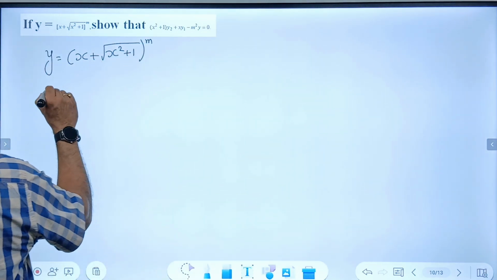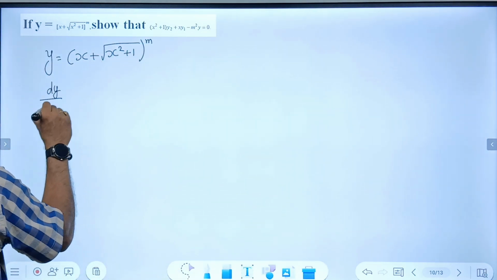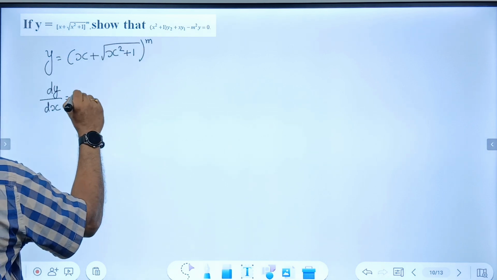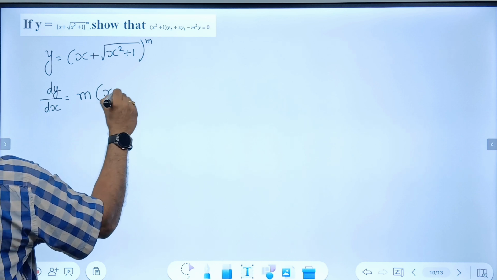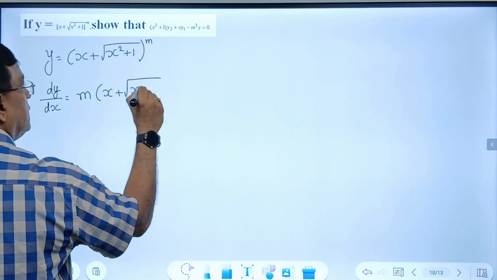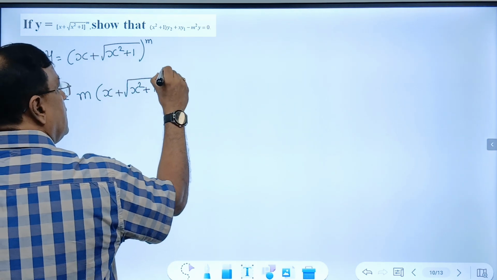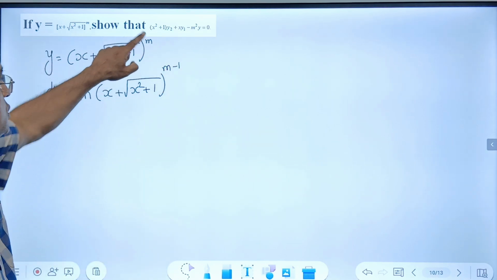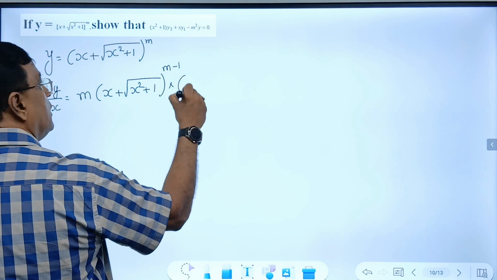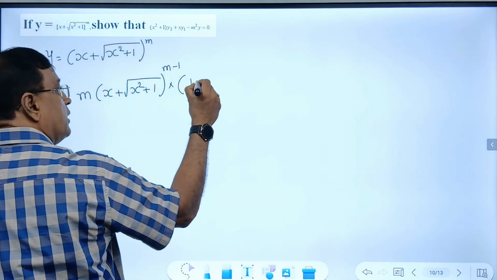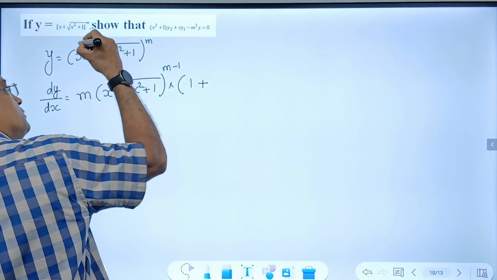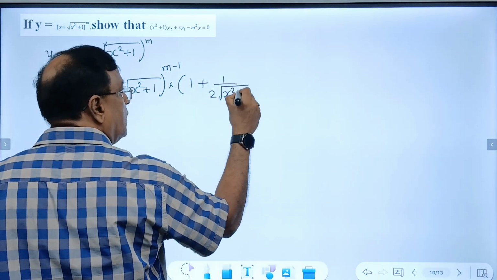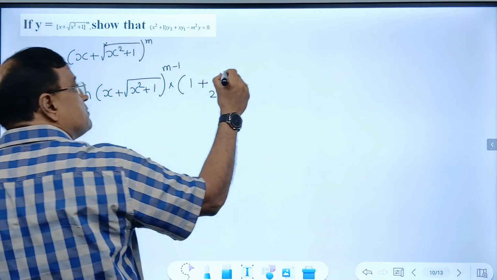So I will differentiate this. dy by dx. How do I differentiate? First I differentiate the power. How do I differentiate the power? M into the entire term, x plus root of x square plus 1, to the power of m minus 1. M x power m minus 1. So I differentiated the power. Now chain rule. Go inside. Differentiation of x is 1. Then root. What is the differentiation of root? 1 by 2 root of x square plus 1. Then go inside. Differentiation of x square will be 2x.